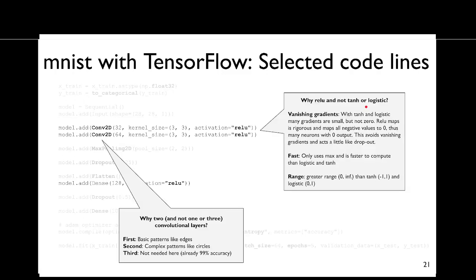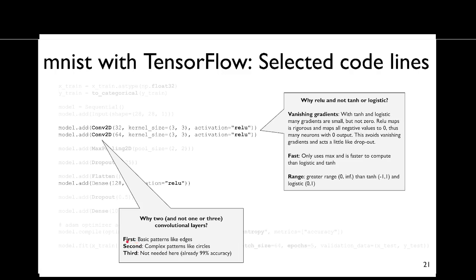Now, let's look at 2 detailed questions. Why are we introducing 2 convolutional layers? Why not 3? Why not just 1? And why are we using the ReLU function and not tangents hyperbolicus and logistic function? So let's stick with the convolutional layers first.